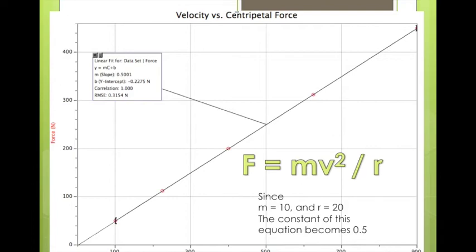This verifies the equation F equals mv squared over r. Furthermore, since the mass is 10 and the radius is 20, the constant of this equation is 0.5. And we can easily see that the gradient of this graph is also 0.5, which further verifies this equation.